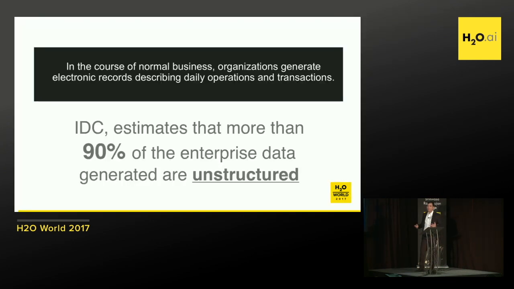So, first of all, IDC estimates that more than 90% of the enterprise data generated are unstructured. So what this means is that, and let's take a loosely defined unstructured data as text data. Of course, it includes media and so forth. But for the most part, 90% of this data is unstructured, right? So what does this mean?